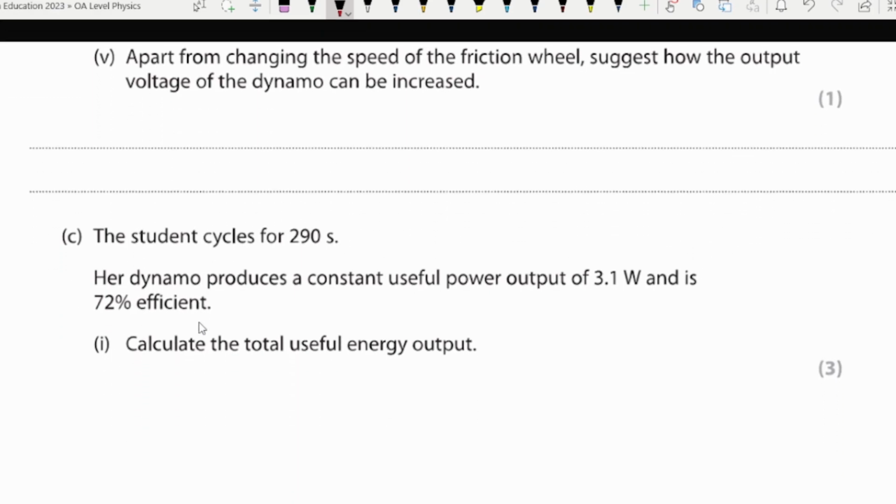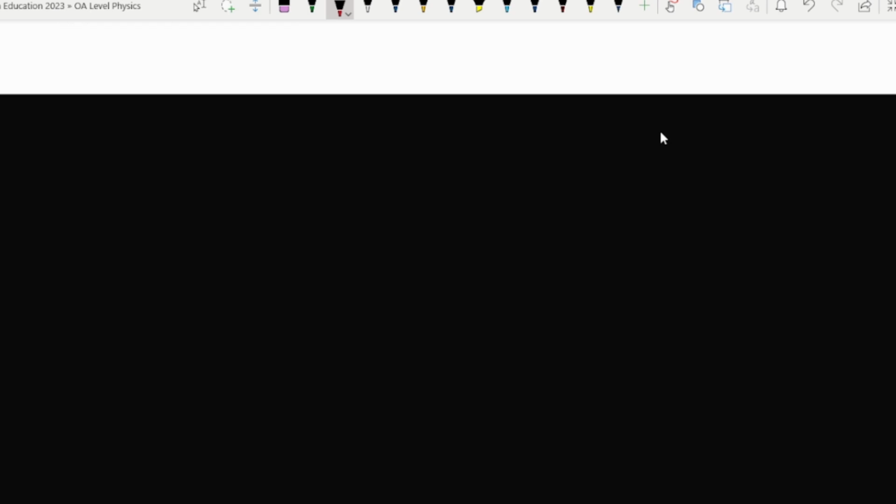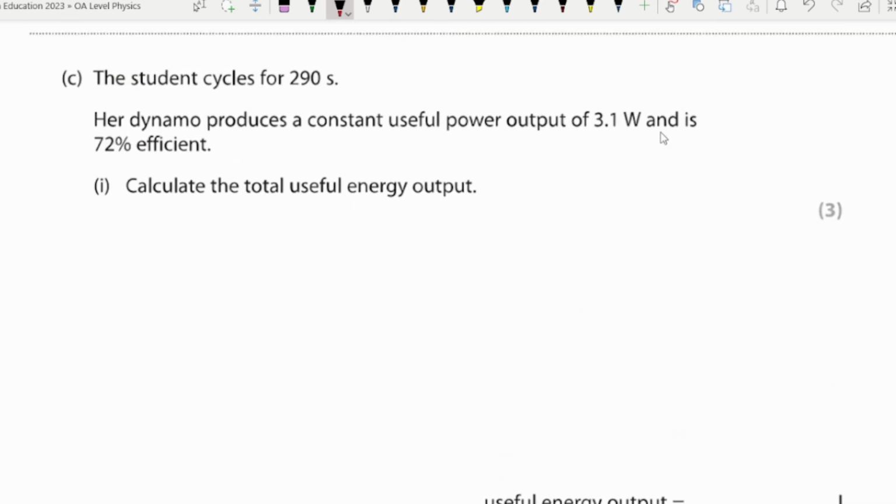There are 2 changes that take place due to this effect. Okay. Apart from changing the speed of the friction wheel, suggest how the output voltage of the dynamo can be increased. A very easy one. There are plenty of ways that you can do it. One of them is you use a stronger magnet. All right. Other than that, increasing the length of the conductor, which in this case would be use more number of turns. All right, moving on to the next one.